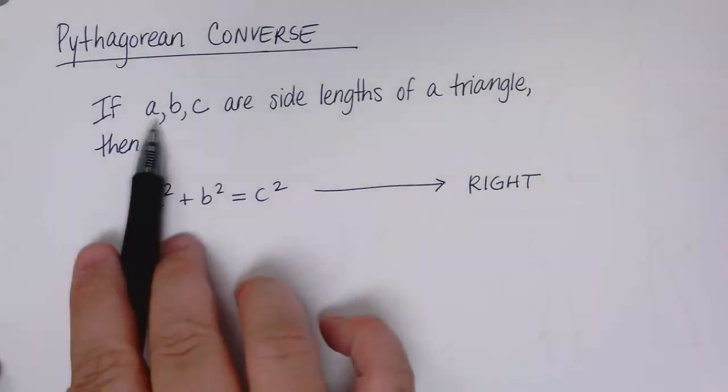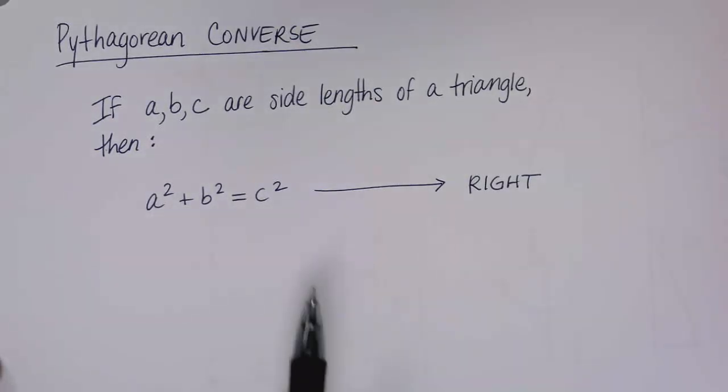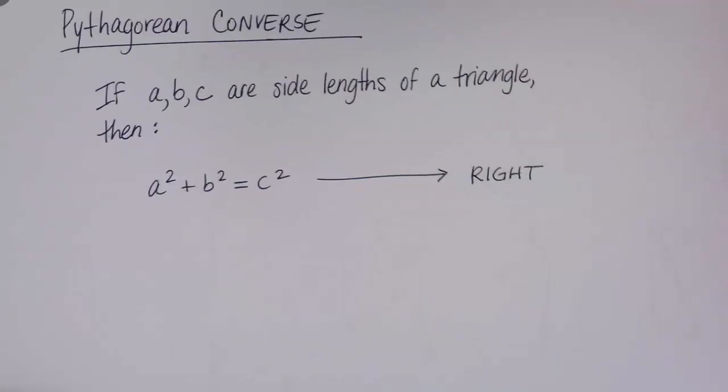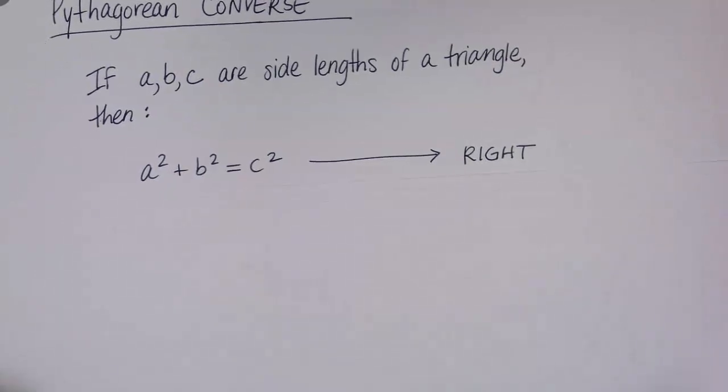So I don't start out knowing it's a right triangle. I start out just knowing I have three random side lengths of a triangle, and I try to fit them into the Pythagorean theorem, and I say, is this a right triangle? Yeah, it is. It works. Now, how do we fit them into the Pythagorean theorem to check to see if we have a right triangle?